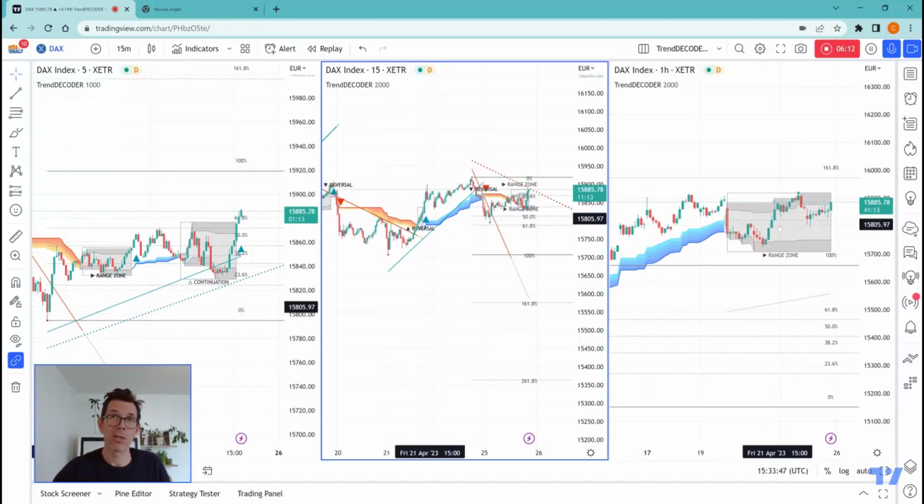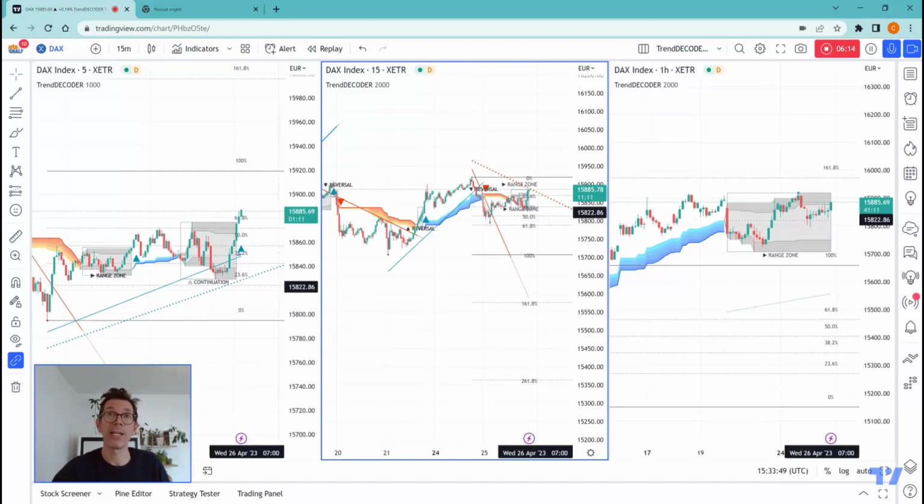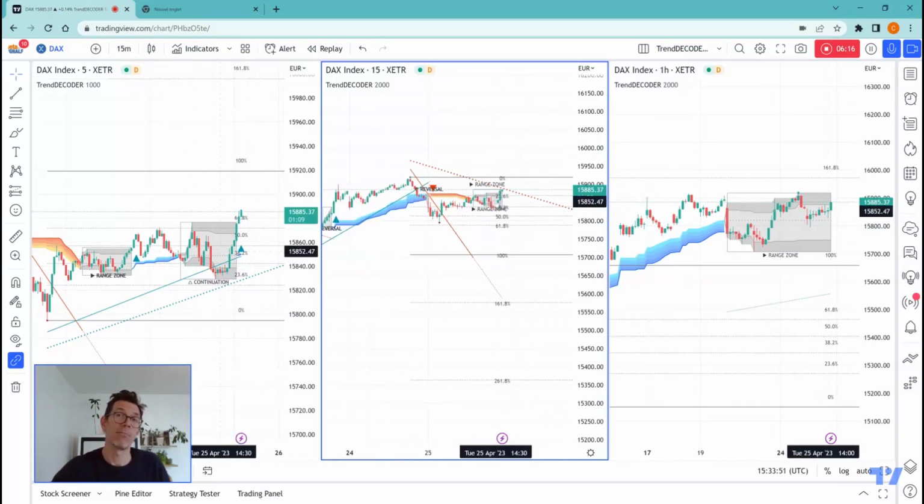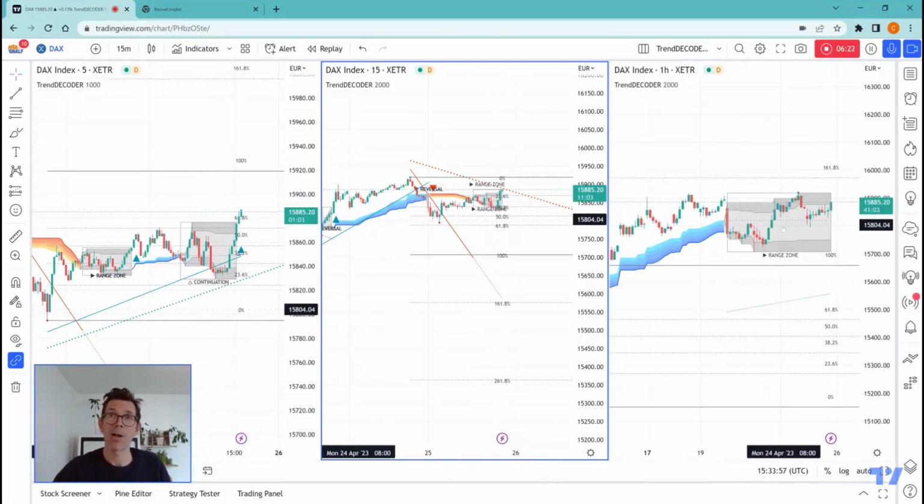So you don't want to enter in a range, right? So you don't want to enter here, for example. It's a very bad idea to enter the market because, both in your main time frame and the upper time frame, the market's lateralizing, not knowing, looking for its new trend. So you don't want to enter at this moment of the market.